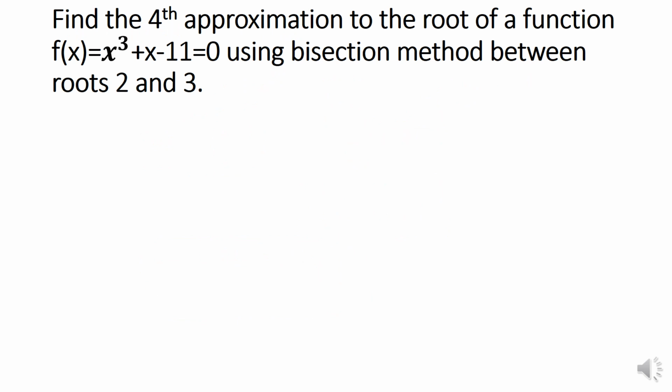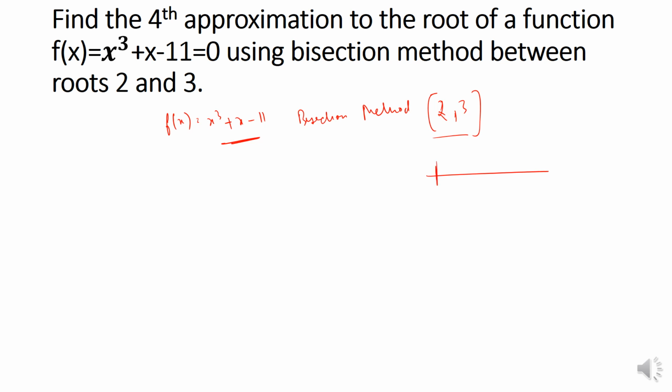Now this is the first question. Find the fourth approximation to the root of a function f of x. We have been given a function f of x as x cube plus x minus 11, using bisection method in the interval 2 and 3. So basically whenever you are being given a question from bisection method, you will have an f of x and you will have an interval.